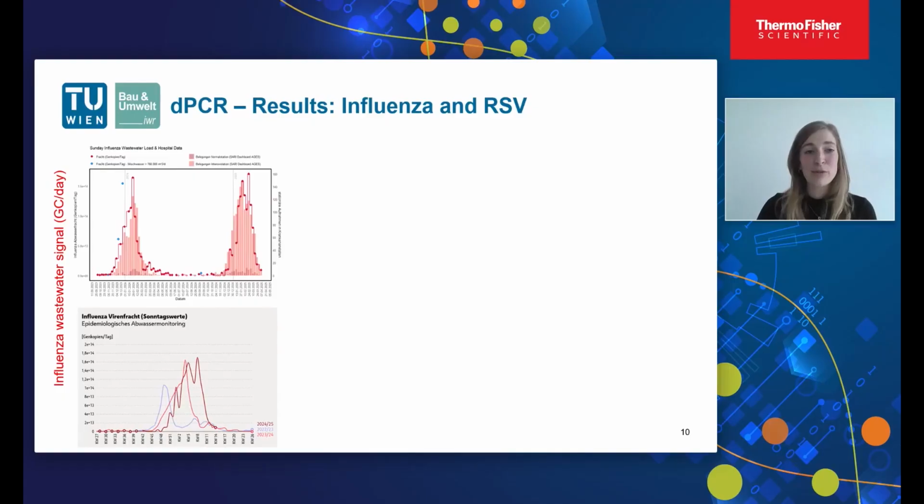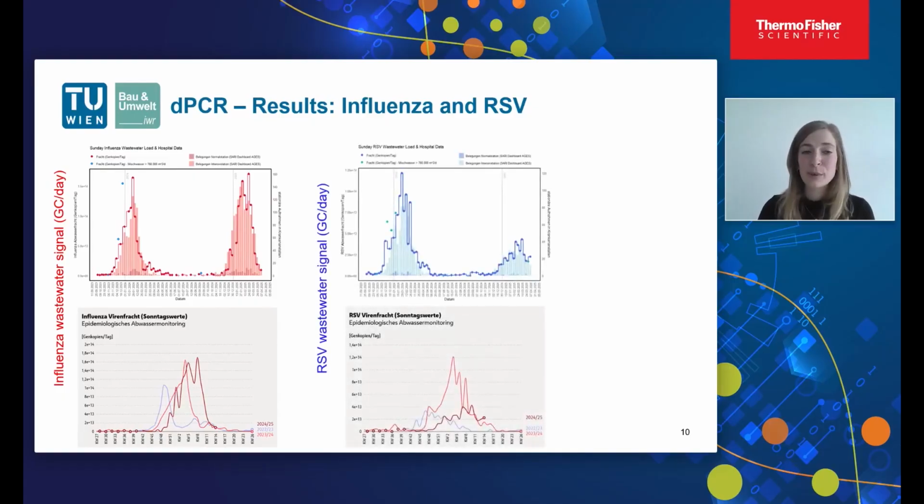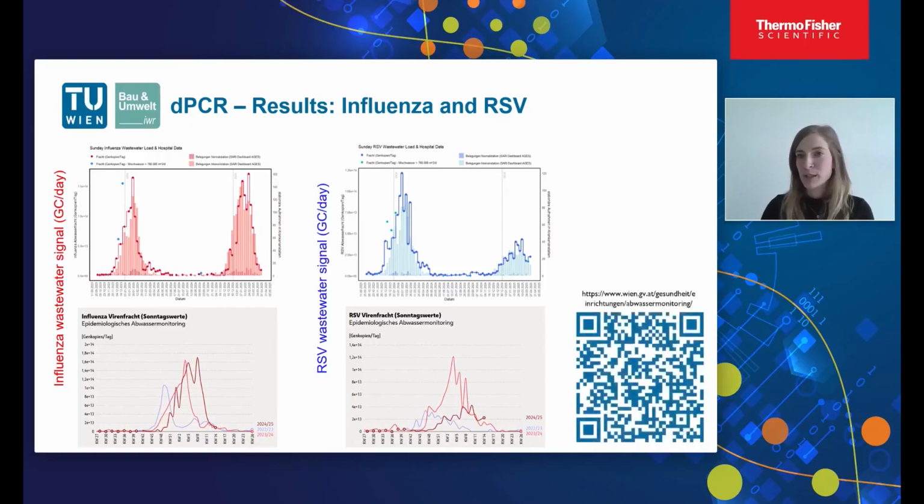The same thing is done for influenza and also for RSV, where at the top you can again see the wastewater compared to the bed occupancies of the hospitals. Again, you can see that these trends fit together quite nicely. And at the bottom, again, there's a screenshot of the dashboard. This dashboard is publicly available, so if you're interested, you can scan the QR codes and have a look at it, because this is, as already mentioned, updated on a weekly basis.